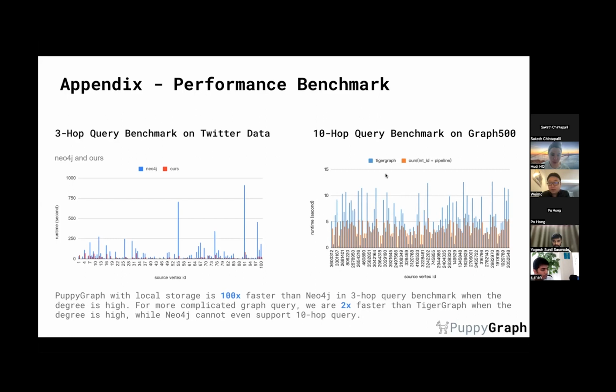And on the right side is TigerGraph. Since TigerGraph claims they are the only one that can run 10-hop queries, we compare the performance with them. Yeah. And that's all for my presentation today. Do you guys have any questions?